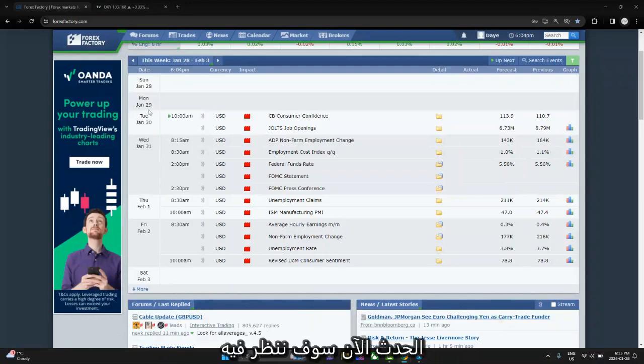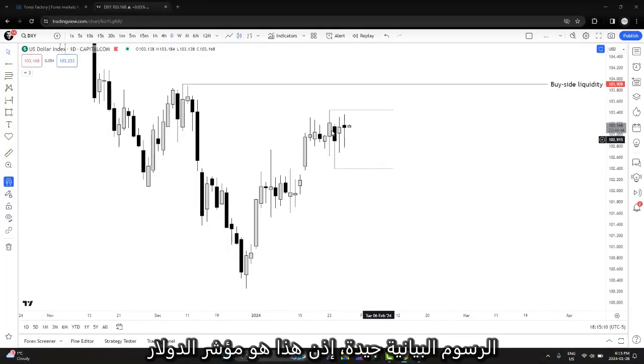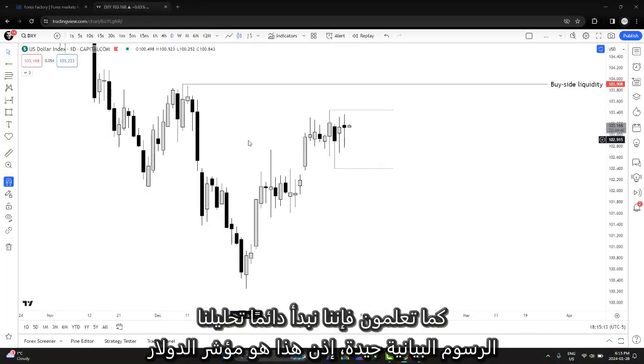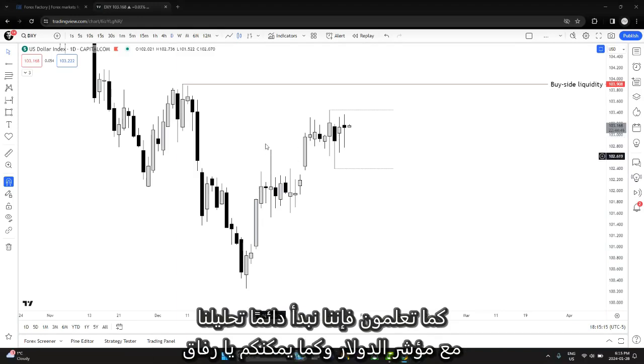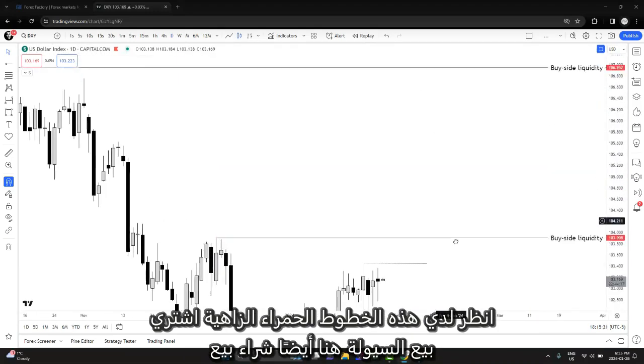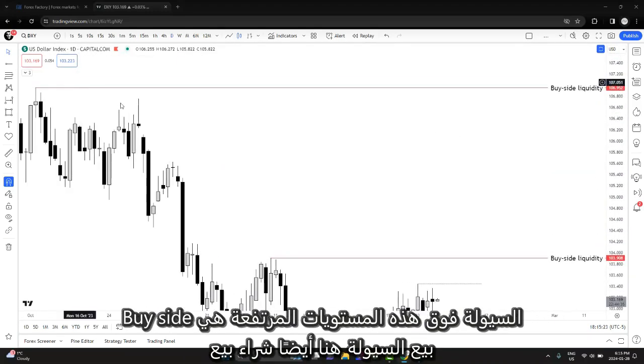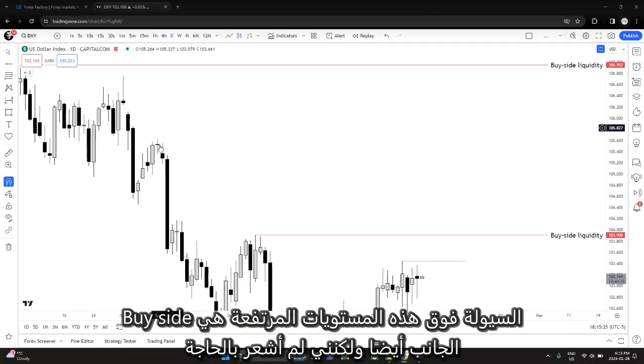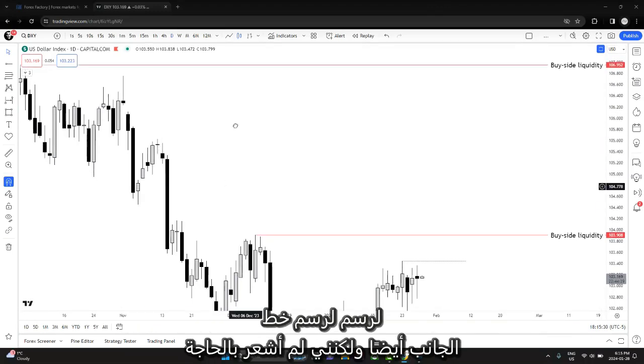Now we'll be looking at the charts. Okay, so this is the dollar index. We always start our analysis with dollar index. And as you guys can see, I have these bright red lines, buy side liquidity. Here too as well, buy side liquidity above these highs. Yeah, this is buy side too, but I just didn't feel the need to draw a line there.